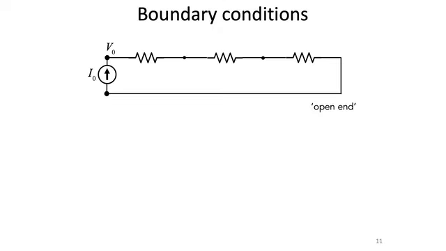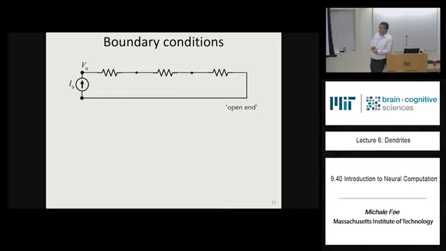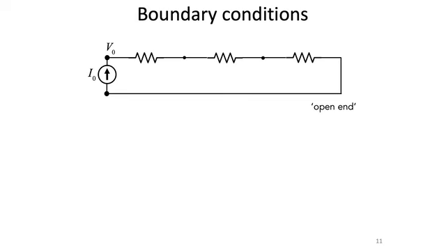Okay? And what can you say about the voltage at this end? If the outside is 0, what can you say about the voltage inside the dendrite at that end? It's 0. Good. So we have injected current. We have V naught, the voltage at this end. And we know if we have an open end that the voltage here is 0.